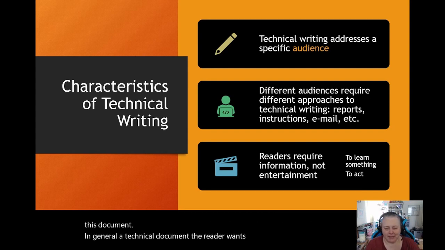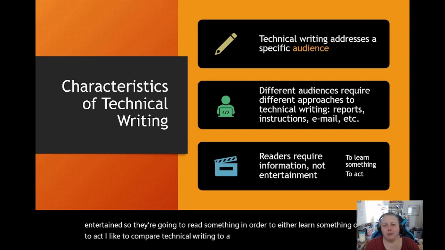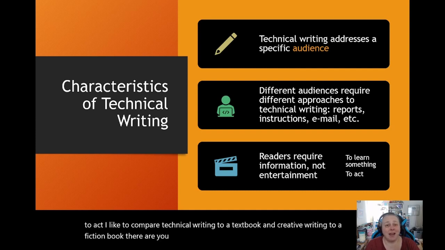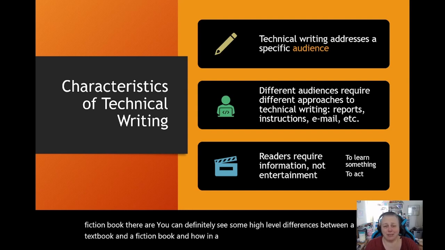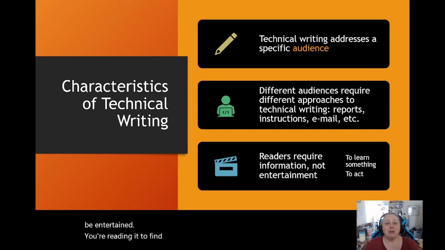In general, a technical document, the reader wants information. They don't want to be entertained. So they are going to read something in order to either learn something or to act. I like to compare technical writing to a textbook and creative writing to a fiction book. You can definitely see some high-level differences between a textbook and a fiction book, and how in a textbook you're not reading a textbook to be entertained. You're reading it to find out facts and figures. You're reading it to learn.